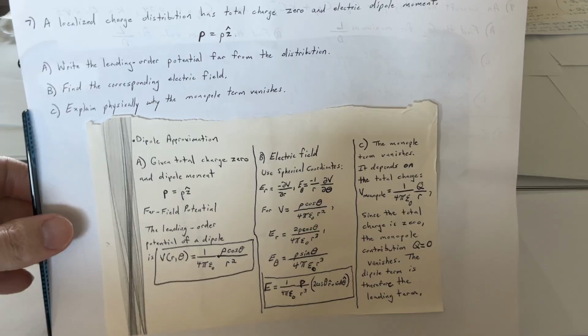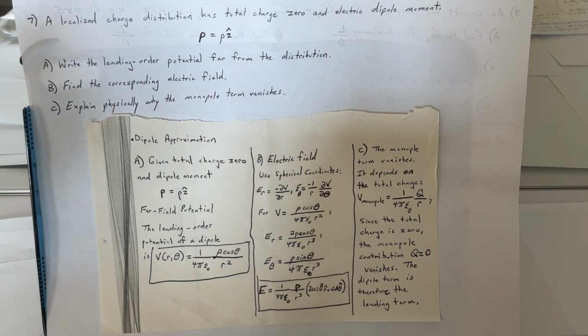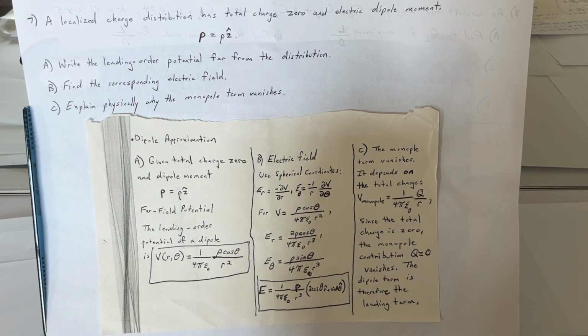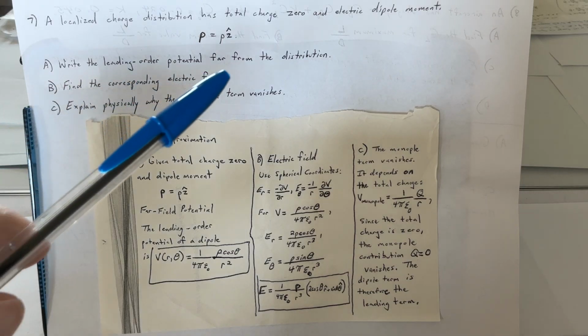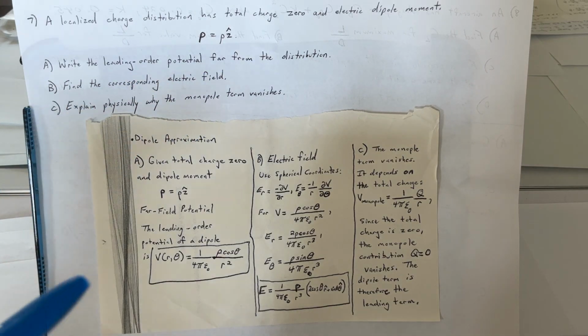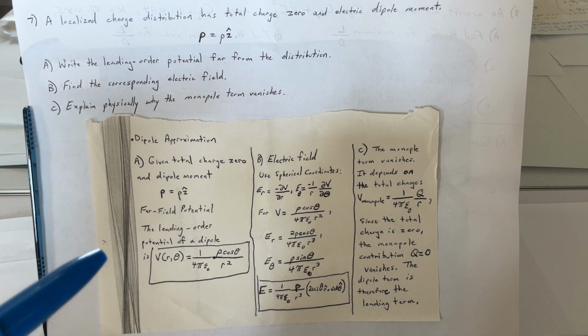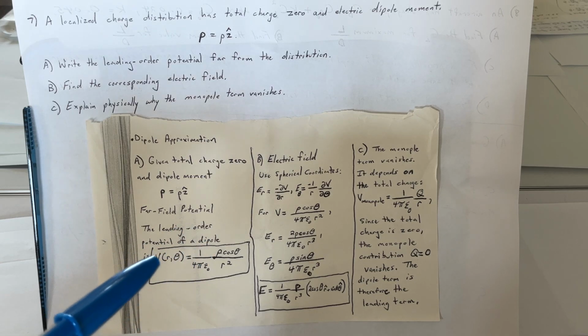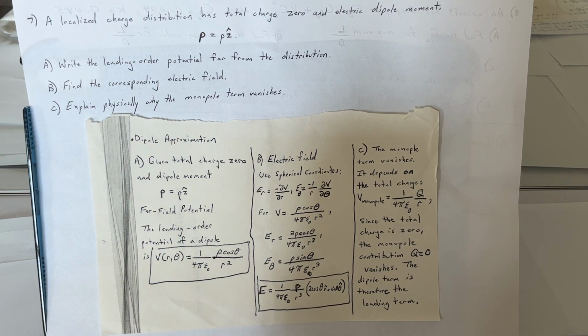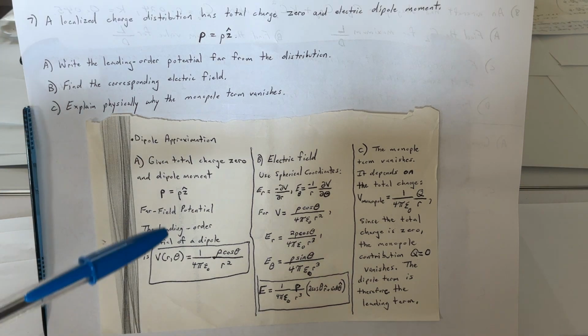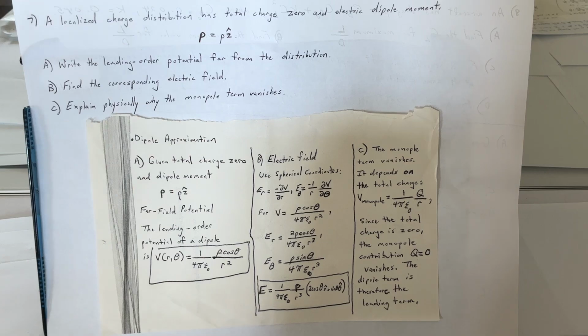Okay, number 7, we have a localized charge distribution with total charge 0 and electric dipole moment p. Part A, find the leading order potential far from the distribution. So dipole approximation here, given total charge 0 and dipole moment, our far field potential, the leading order potential of a dipole, is this: V of r comma theta equals 1 over 4 pi epsilon naught times p cosine theta over r squared. That's all for letter A.